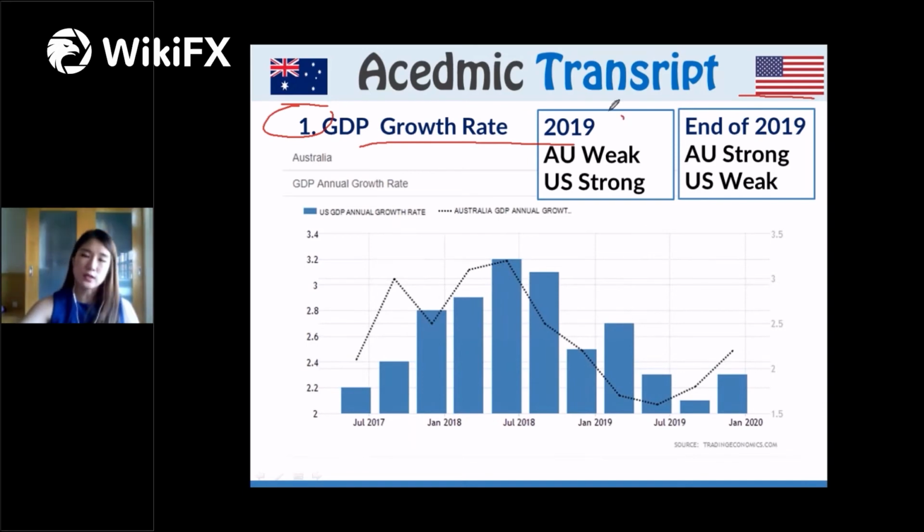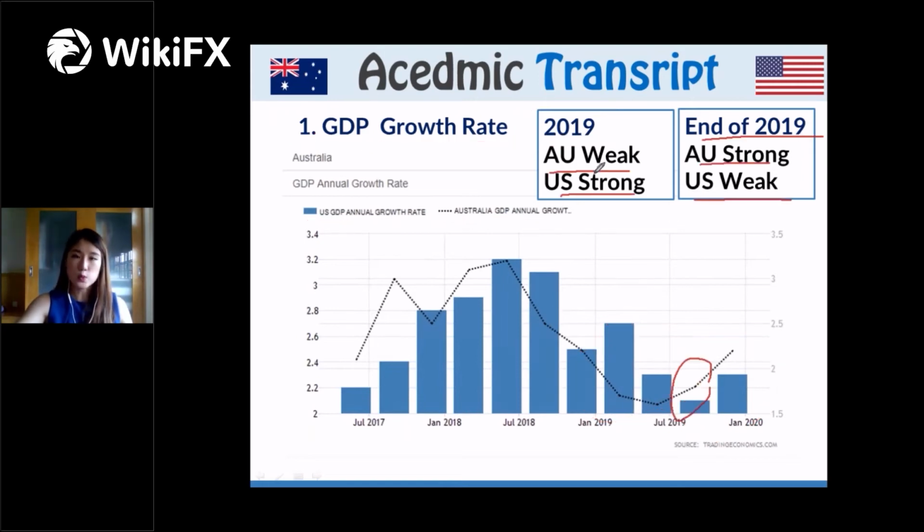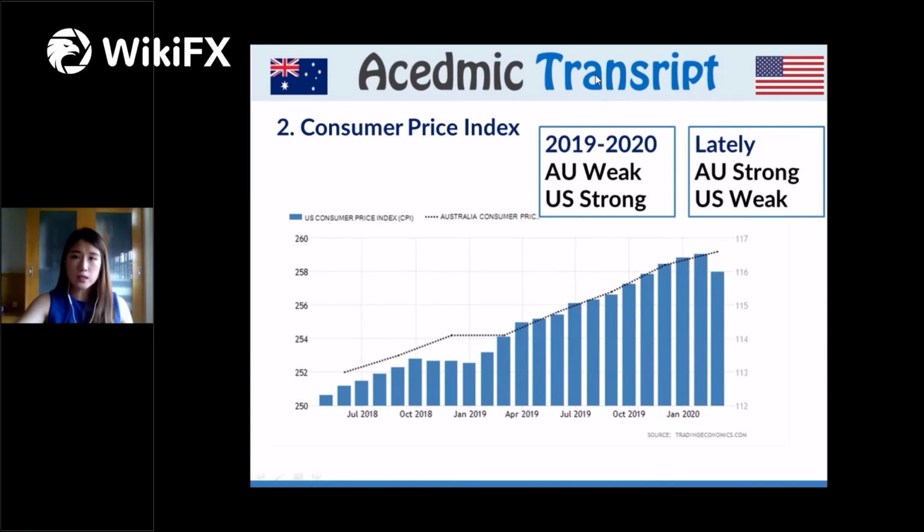The first one is the GDP growth rate. Let us look at 2019. We know that overall Australia is weak, weaker than the United States. But recently you see that the growth rate is going up while the US starts to weaken. This is what we can observe here. Next, CPI, the Consumer Price Index. In 2019 and 2020, Australia was weak and the United States strong, but recently Australia has become strong and the US has weakened.